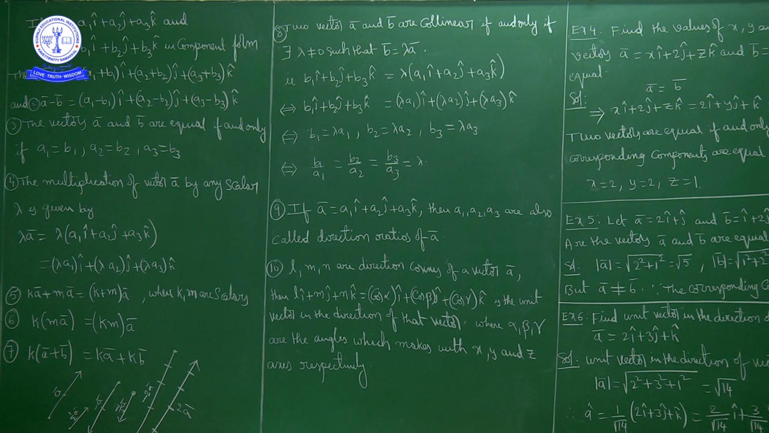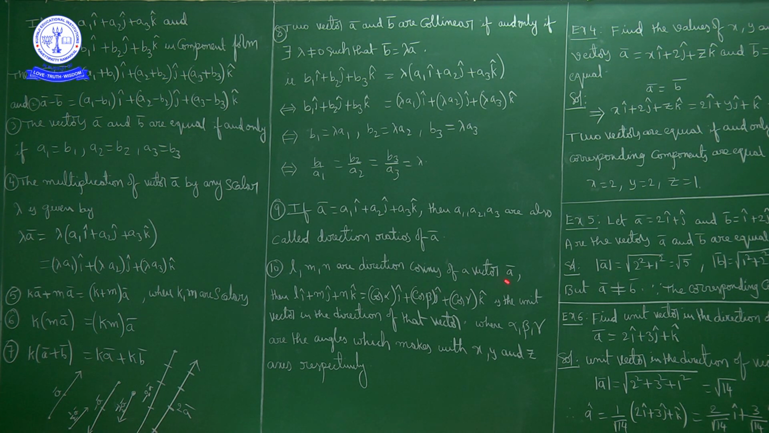So here the direction ratios are what? 2, 3, 1. Okay, that is the example I am telling. Next point: l, m, n are direction cosines of a vector A bar. We already discussed this, I think two classes before.